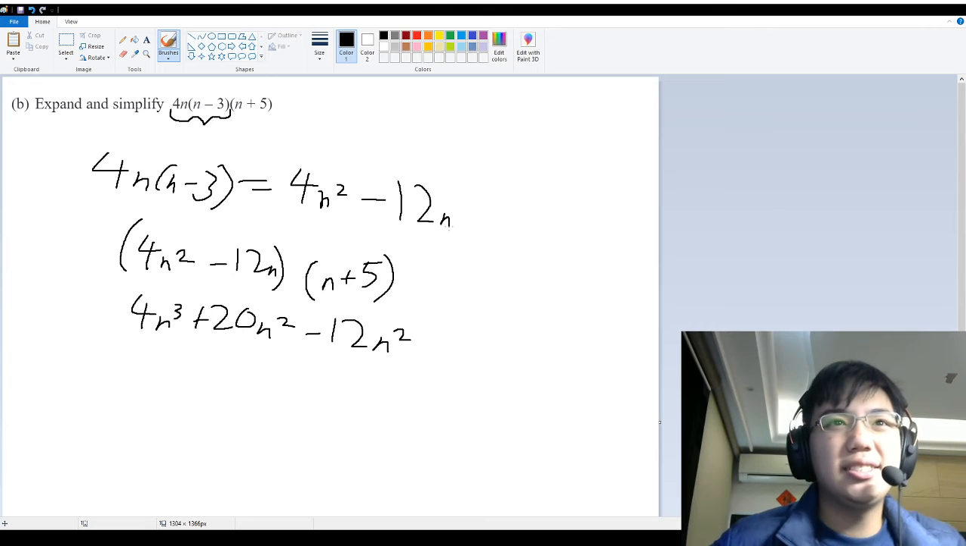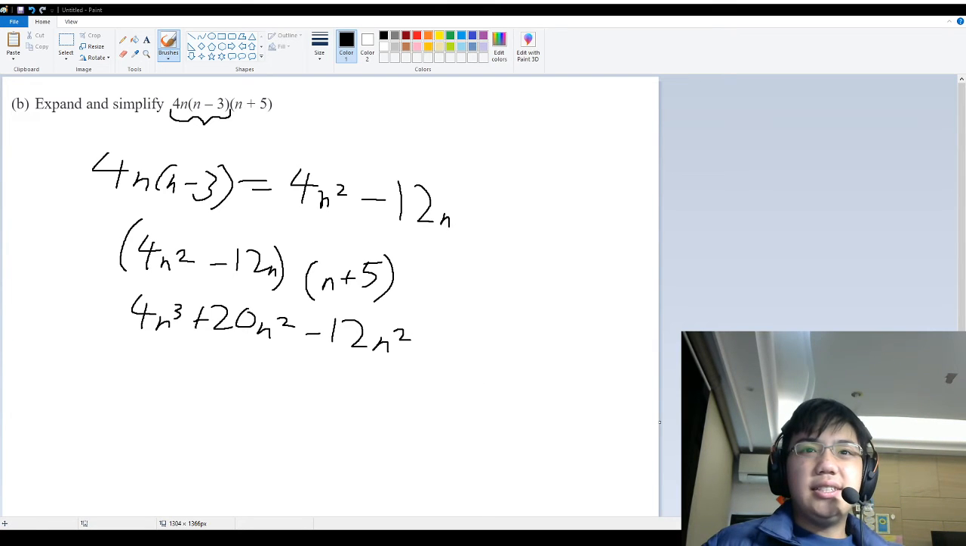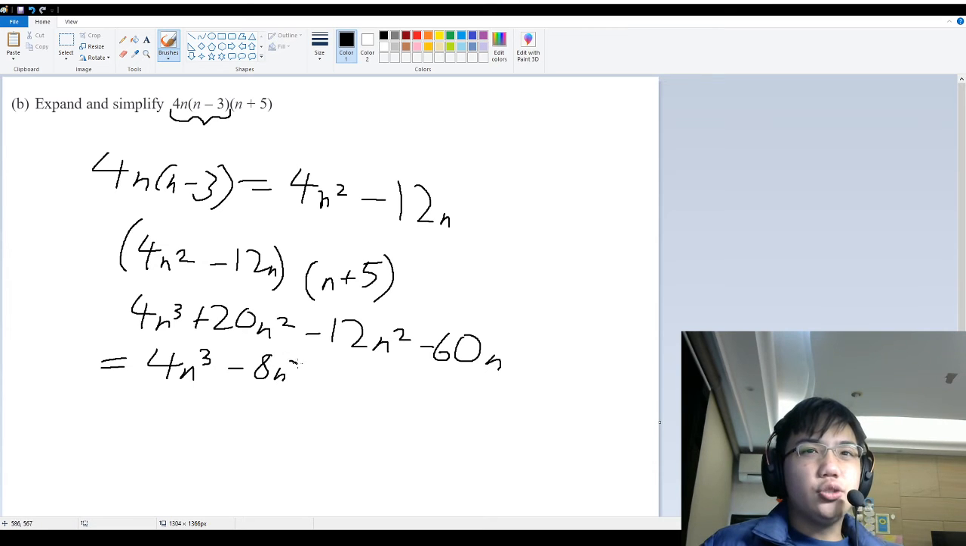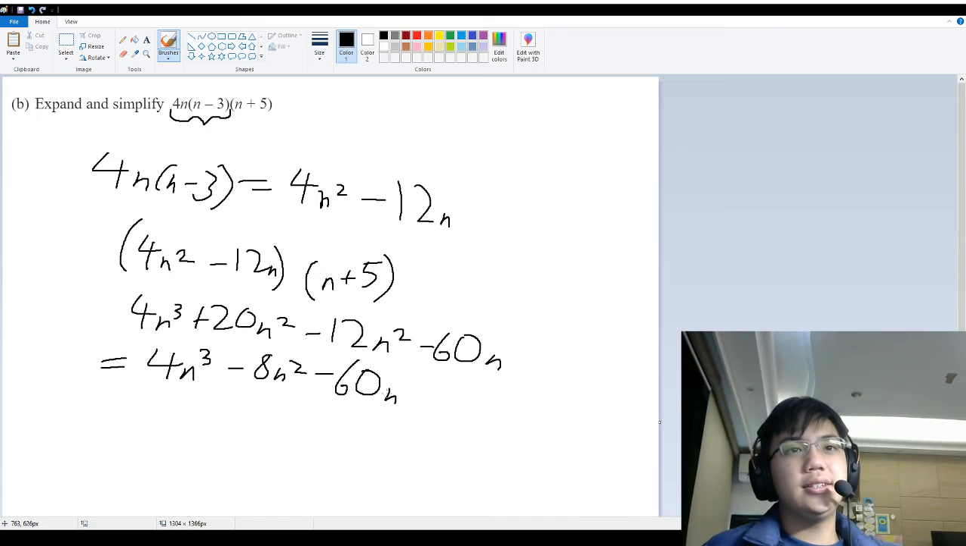I am sorry about this. And the last term is negative 60n. This can be simplified to 4n cubed minus 8n squared minus 60n. Apologies for the mistake. And here you have it, simplified.